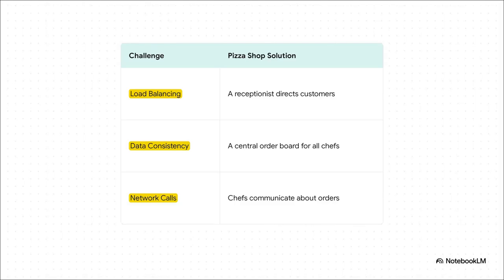See, this whole army approach creates new problems you didn't have before. With an army of chefs, how do you make sure orders get spread out evenly? Well, you need a receptionist. In the tech world, that's called a load balancer to direct customers. How do you stop 2 chefs from accidentally making the same pizza? You need a central order board, kind of like a shared database. All this coordination gets really complicated really fast.